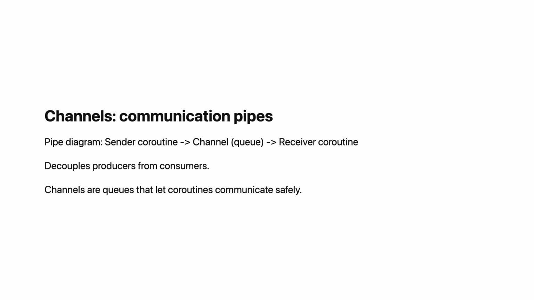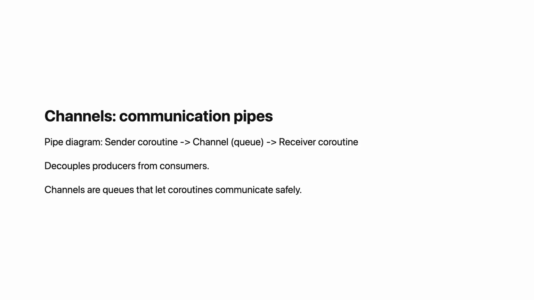One coroutine sends data to the channel. Another coroutine receives data from the channel. They do not need to know about each other. The channel is the intermediary. This decouples producers from consumers. They communicate through the channel, not directly.